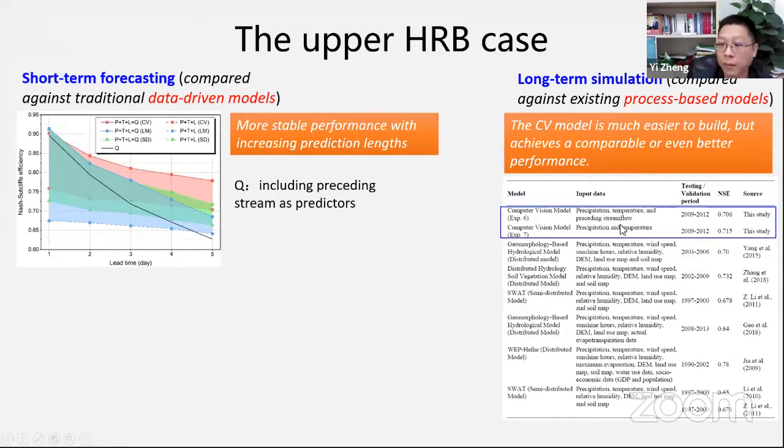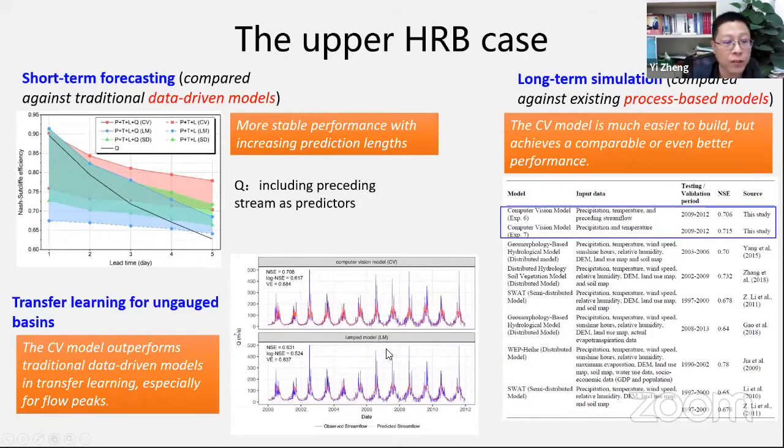For example, some SWAT models and other models here. So in brief, we can see that our computer vision model is very easy to build, because if we want to build a process-based model, we really need expertise and a lot of time to manipulate the data. But it's very easy to build a data-driven model. It's much easier to build, but we have already achieved comparable or even better performance for flow forecasting when we compare the Nash coefficient.